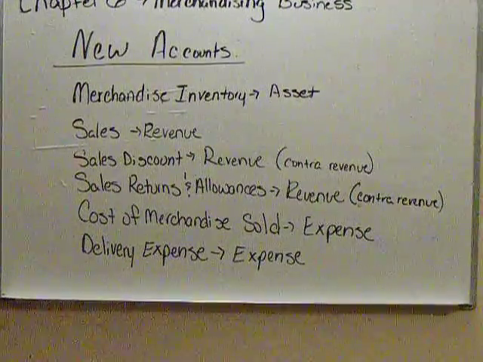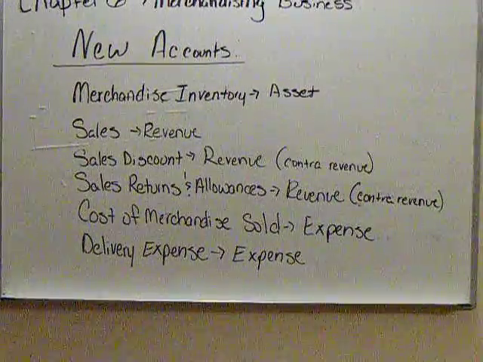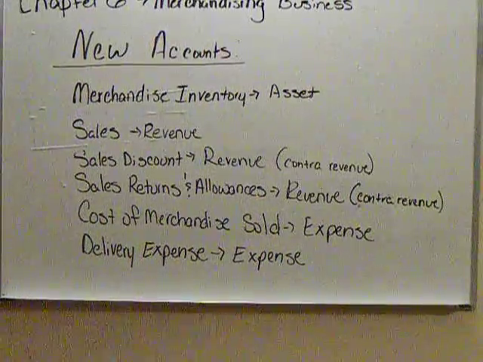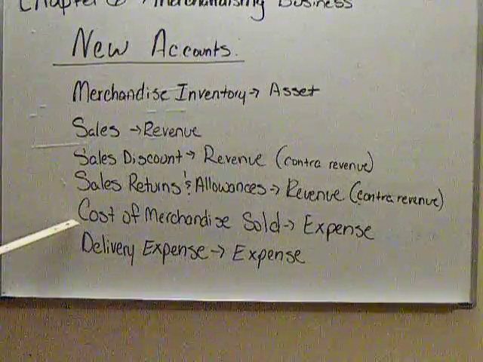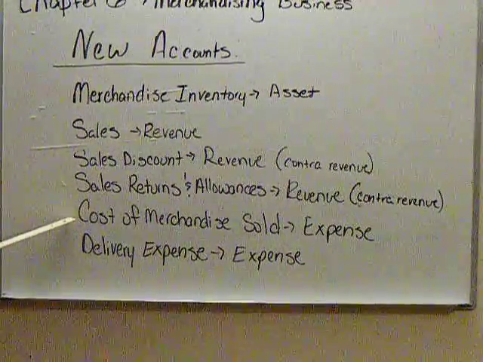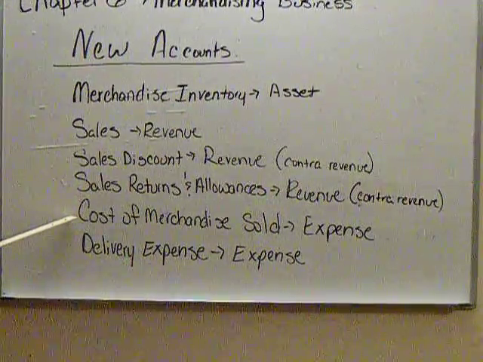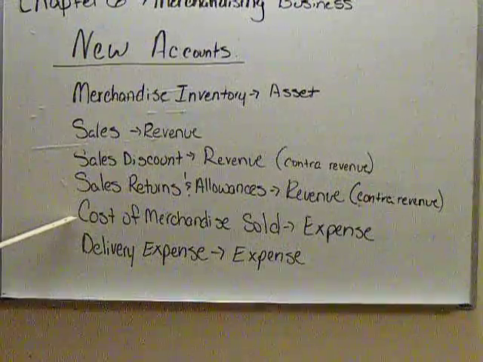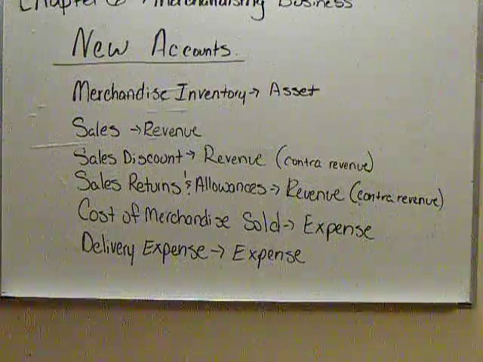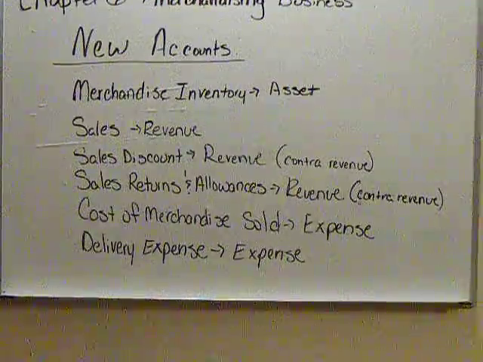You will also be introduced to an expense account called cost of merchandise sold, commonly referred to out in the real world as cost of goods sold, COGS. This one can be abbreviated as COMS, cost of merchandise sold. This is actually the account that we convert the cost of the asset we bought to an expense when we sell it. For instance, if I buy a t-shirt that I paid 50 cents for it and I resell it for $1.50, my cost of merchandise sold is 50 cents.